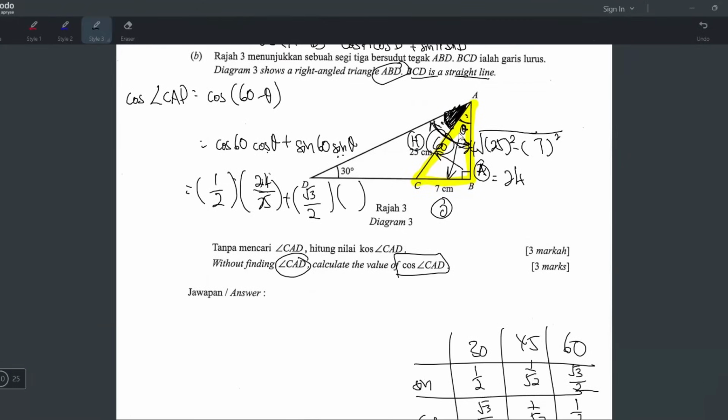Alright, for the sin theta, it will be positive also, and sine is opposite over hypotenuse, so 7 over 25. Positive also. Okay, now you can multiply, and then add.